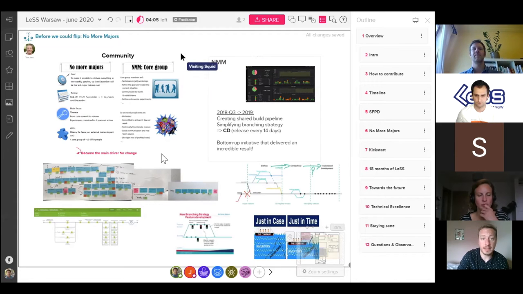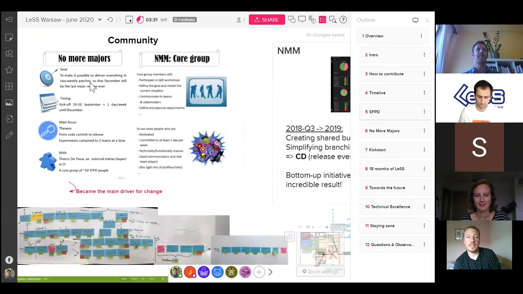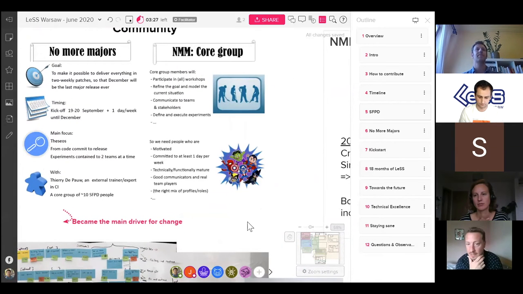But how would we make it a success? One thing we knew was that we'd certainly need a group of people to spend a lot of time and effort on this. So we went looking for volunteers to form a No More Majors core group. Our plan was to spend one day of workshop every week until the end of the year, because the next major release was planned in December. And as you can see here, our plan was to make the December major release the last major release ever. So we planned a two-day kickoff session in mid-September, and that's about as detailed as the preparation was. All the rest we knew we had to figure out as we went on, because how hard could it be, really?